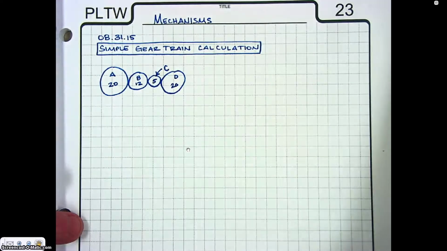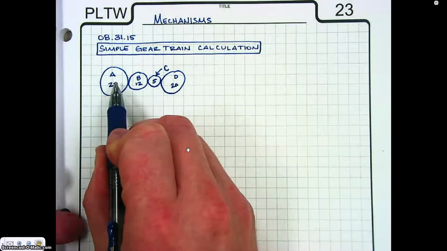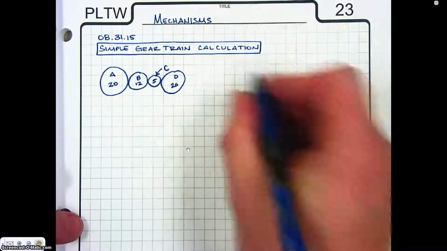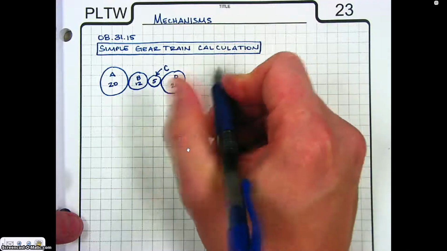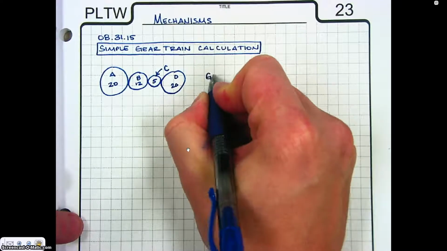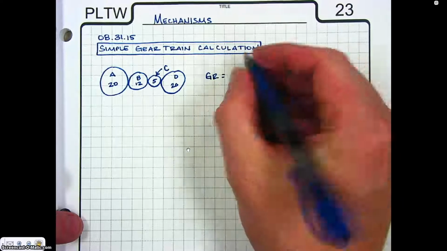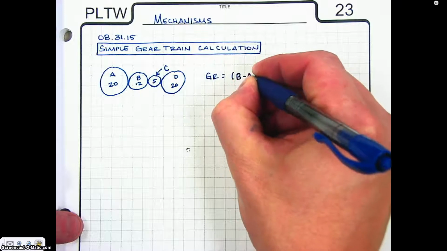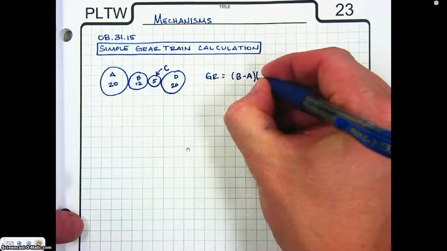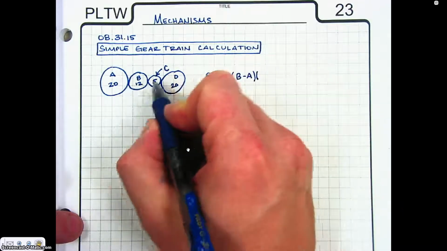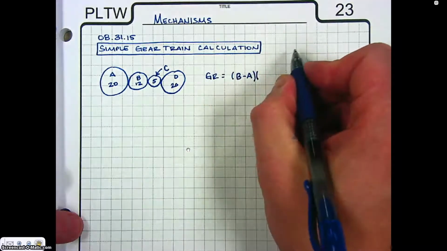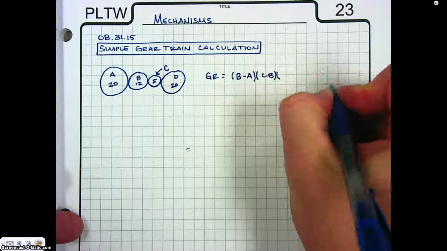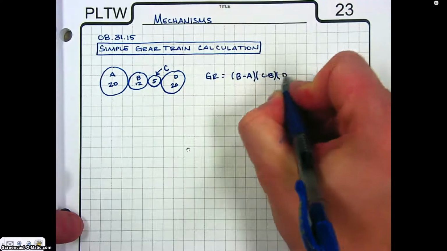All right. To calculate this, we need to find the gear ratio from B to A, from C to B, and from D to C. And so the gear ratio is equal to the gear ratio of B to A, times C to B, times the gear ratio of D to C.